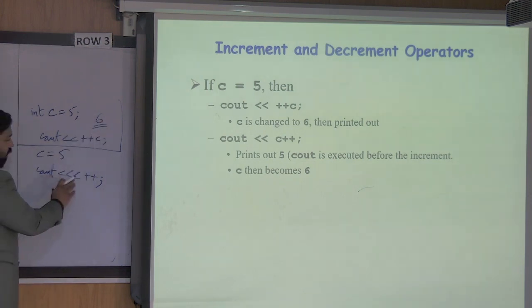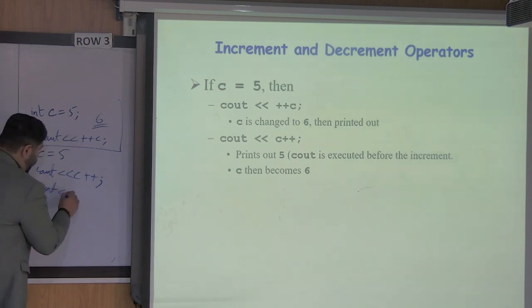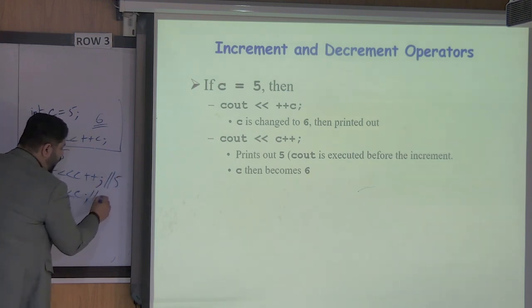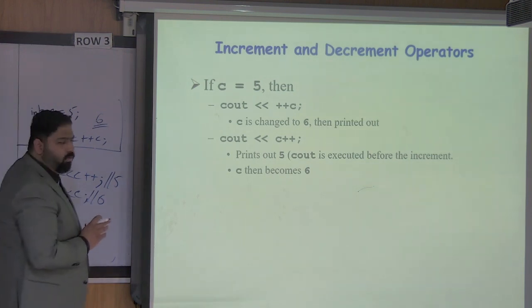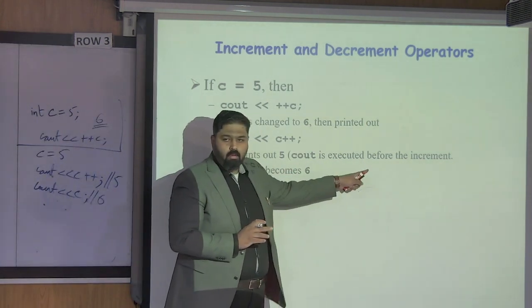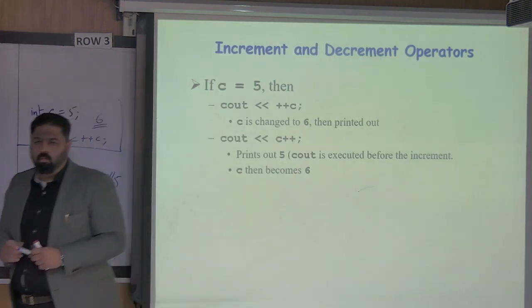Over here, variable will be displayed first and then incremented, which means in next line, if you display C, over here it will be 5, over here it will be 6. This is the difference. You implement it and clarify your doubts as well. So print 5, C then becomes 6.